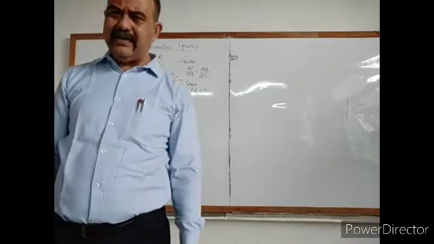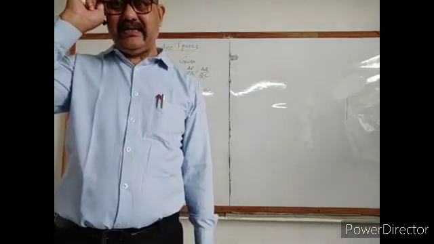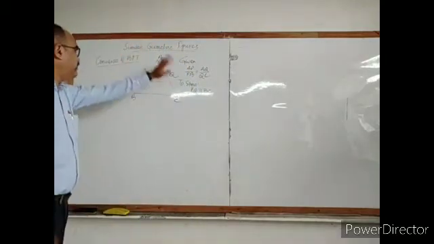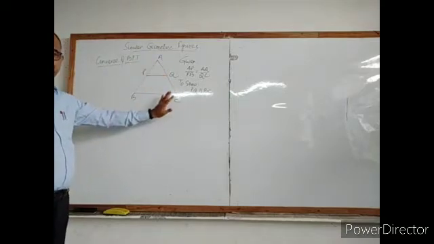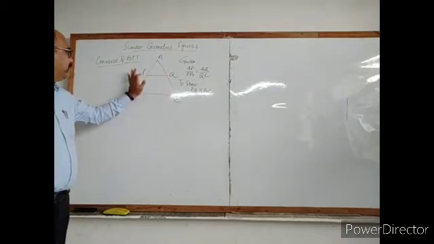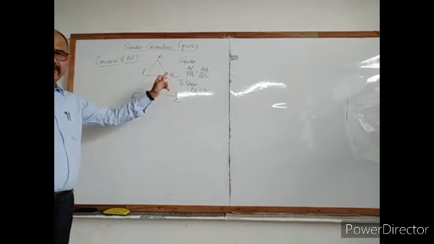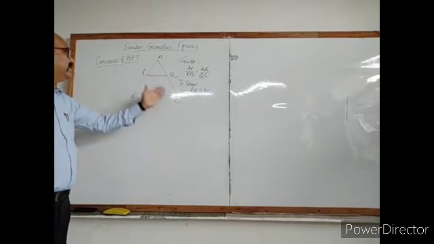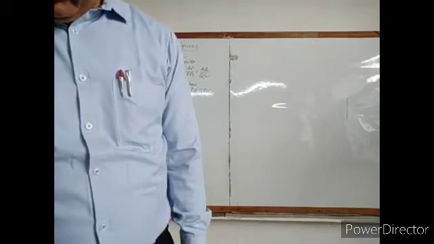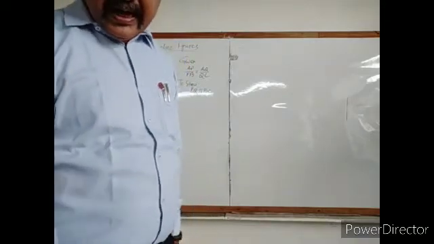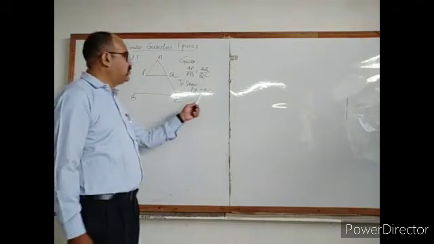So this converse is also easy, like the BPT, but we have to do everything from this triangle only. Triangle ABC is given. P and Q are two points on AB and AC. PQ is joined such that AP by PB equals AQ by QC. You have to show that PQ is parallel to BC. Now we are going to prove that PQ is parallel to BC.